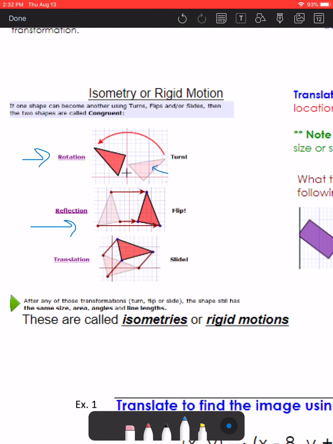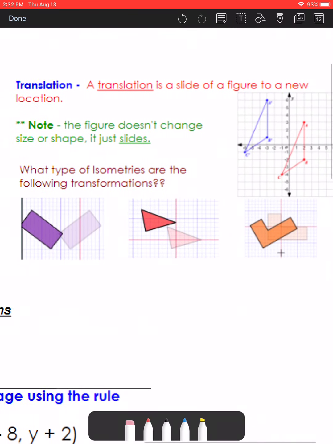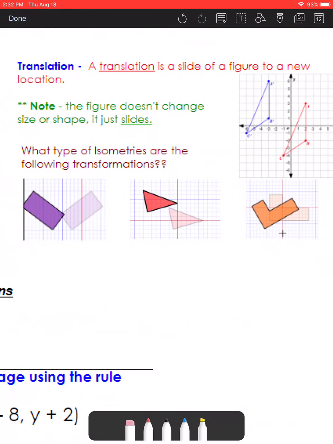All right, so after any of these transformations, turn, flip, or slide, the shape still has the same size, area, angles, and side lengths. Therefore, once again, just driving home the point that these are in fact isometries or rigid motions. So today's lesson, we're going to really focus on something called a translation. A translation is a slide of a figure to a new location. Something important to note is that the figure doesn't change size or shape, it just simply slides.